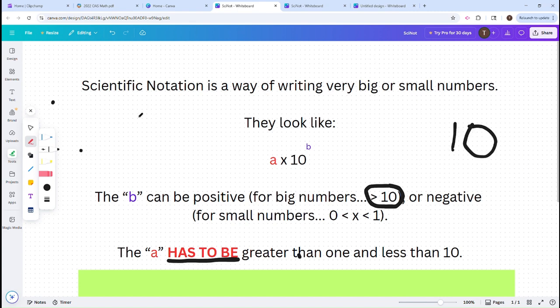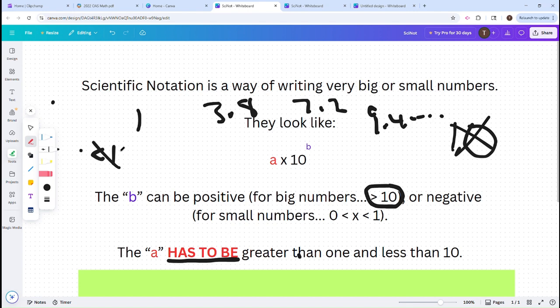It can be 1, it can be 3.8, it can be 7.2, it can be 9.4, but it can't be 10, and it can't be smaller than 1. Smaller than 1? No. 10? No. Well, now why? Hopefully, the explanations will make it a little bit clearer for you.